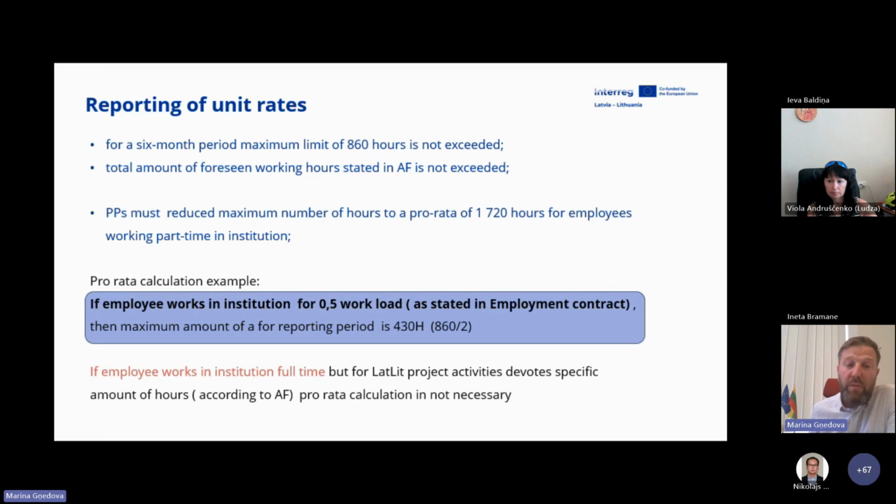If employee works in institution full time, then this pro-rata principle does not have to be applied. It could be that employee works per project for a specific number of hours, and that's fine. The most important thing is whatever hours are worked for institution totally. What is stated in the contract. For most of you, it will be full time, and those specific restrictions would not apply except those first 2, which is 860 per reporting period and limit per whatever limit was stated in application form.